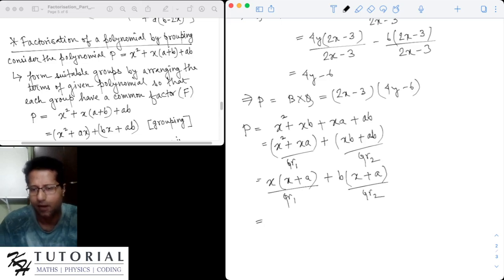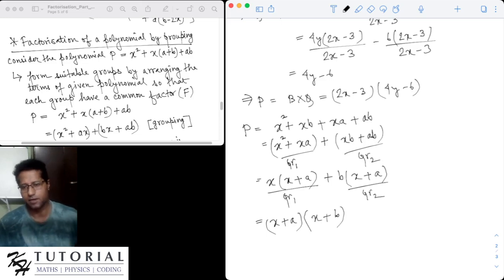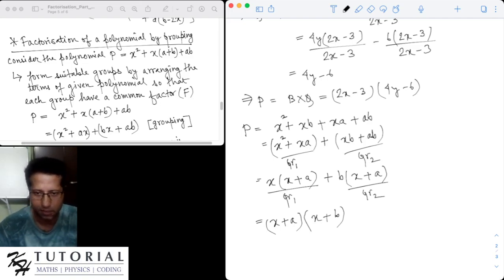So I will now factor out the binomial x plus a from the two expressions, and I get x plus a multiplied by x plus b. So this is the final factorization of the given polynomial x square plus xb plus xa plus ab. So this is the concept of grouping.